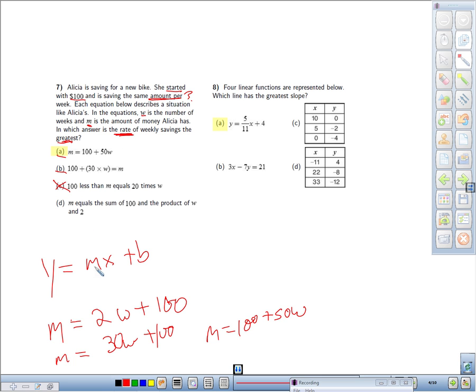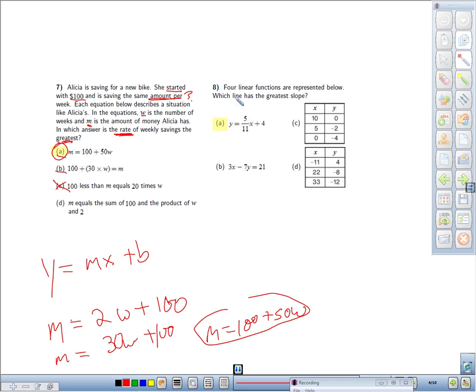And remember, our slope is what's connected to x. So we've got an option for 2, a 30, and a 50. So which one of those is greater? Well, clearly the 50 is. So while B and D could describe the situation, they don't have the greatest rate. A is the one that has that plus 100 and the greatest rate, in this case being 50. So A is what you want.